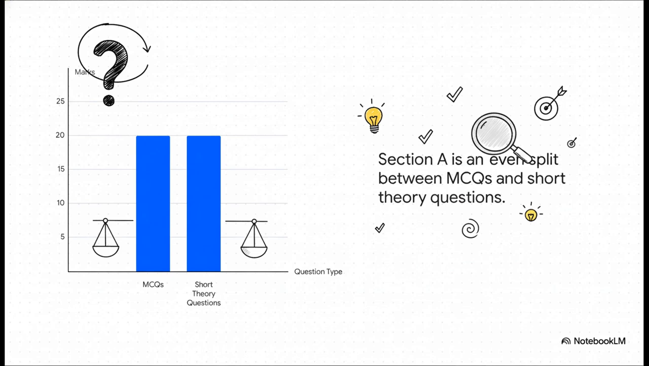It's a perfect 50-50 split. You've got 20 marks from MCQs, multiple choice questions, that check if you know your basic concepts. And the other 20 marks come from short theory questions and those what's the output type questions. It's clean, it's predictable, and that means we can prepare for it with laser focus.